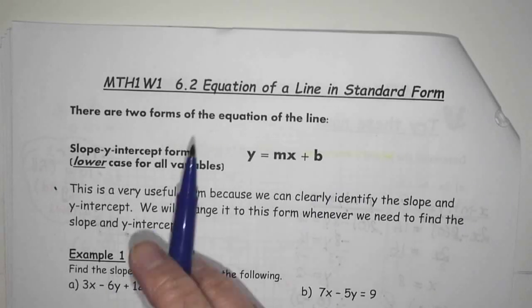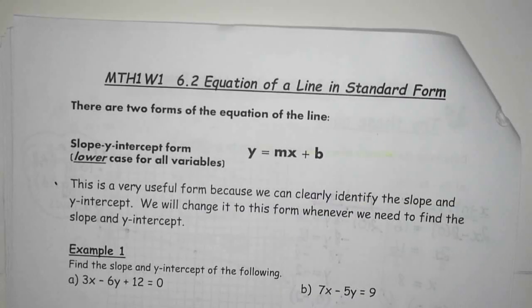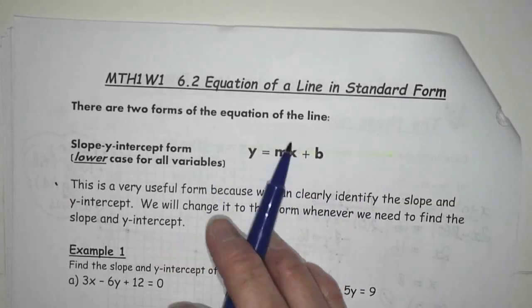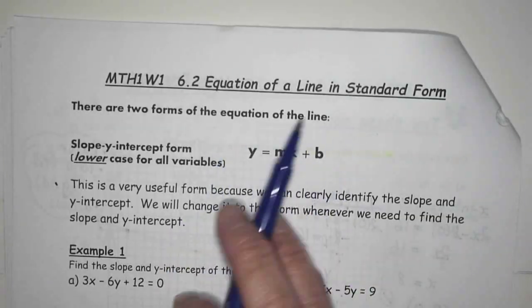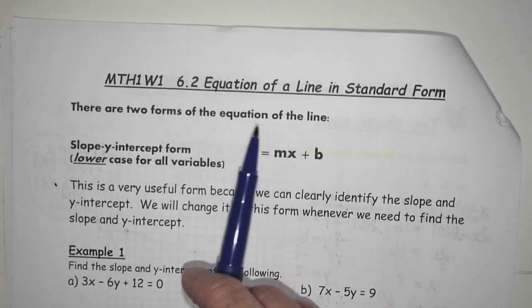In 6.2, we're looking at the equation of a line in standard form. This standard form isn't something I need you to memorize. I will help you with it, but I want you to be able to manipulate it. So it's mostly kind of a chapter 4 connection. There are two forms for the equation of a line.